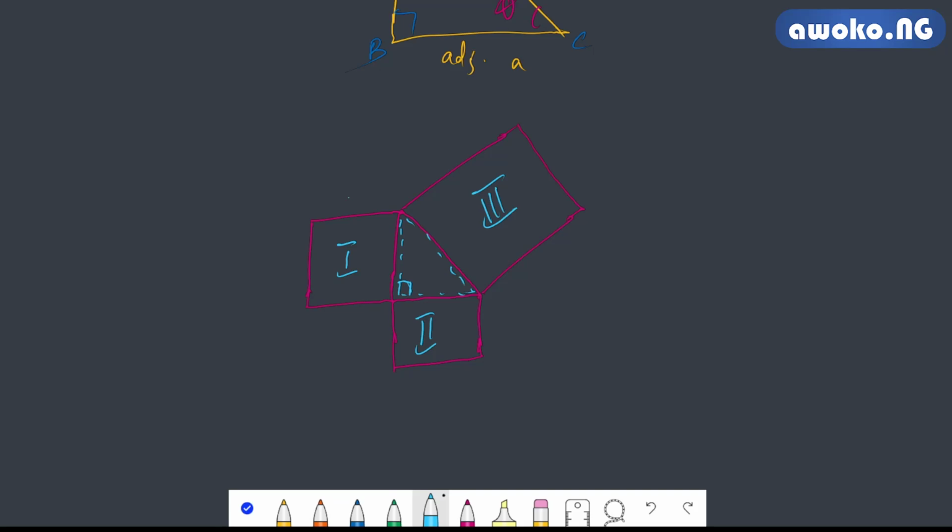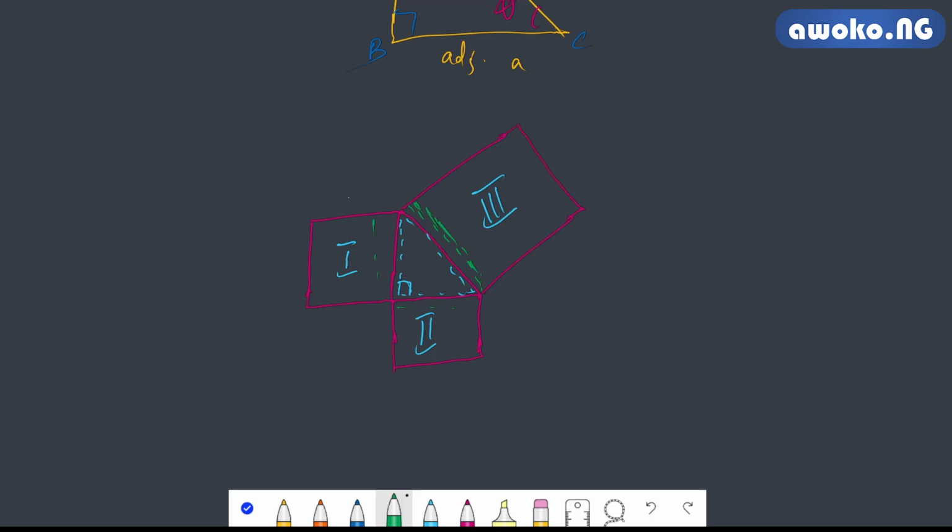And it states that the area of the square whose side is the hypotenuse is equal to the area of the other two squares. Now, we said that the longest side is usually the hypotenuse, right? And you agree with me that this is the longest side. So Pythagoras theorem states that the square of the hypotenuse is equal to the sum of the squares of the other two sides.